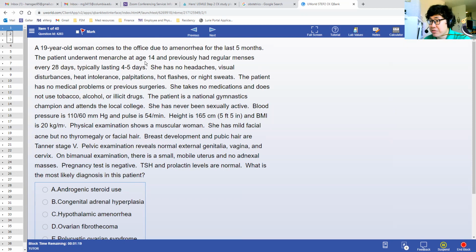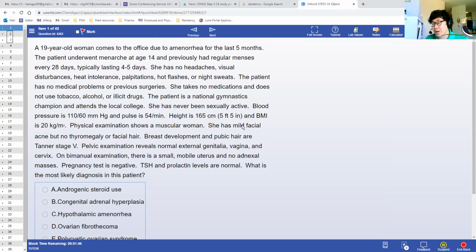The lack of headaches and visual disturbances lowers the possibility of a pituitary issue a little, and the lack of hot flashes and night sweats decreases the likelihood of primary ovarian insufficiency. Oh, national gymnastics champion. All right. She's never been sexually active.